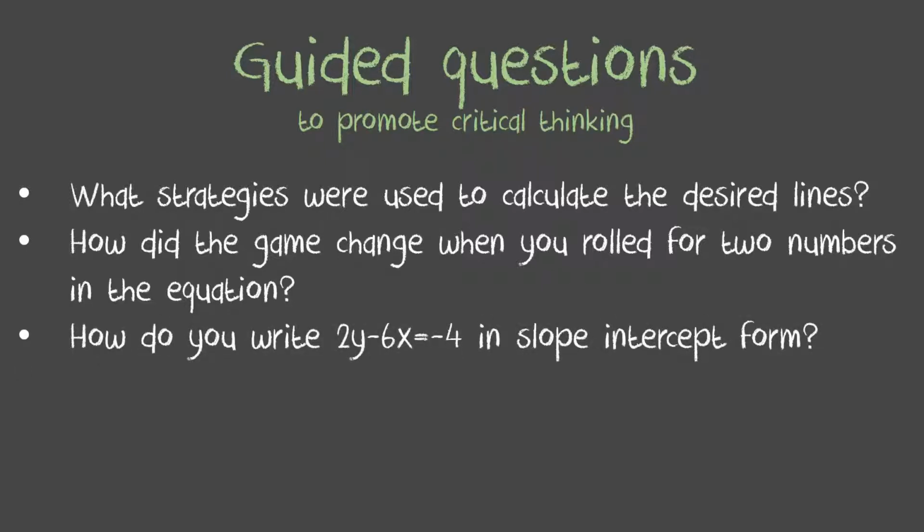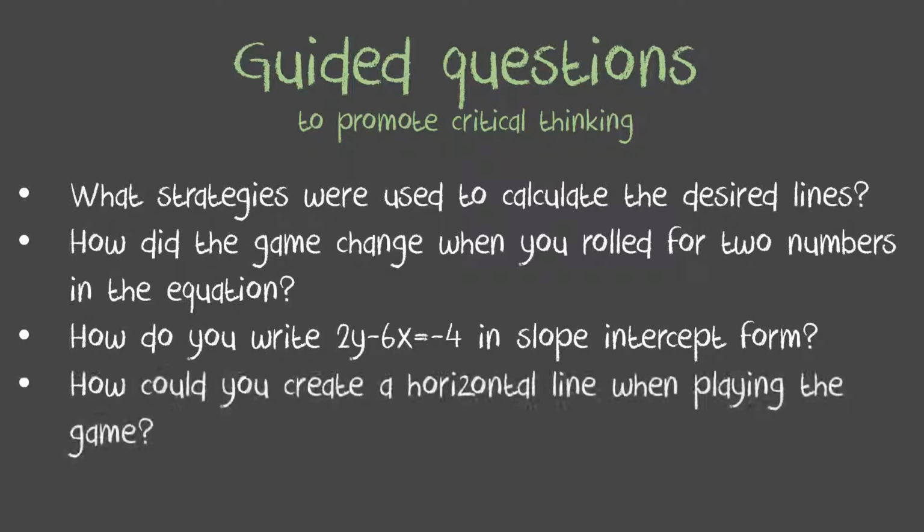And how do you write 2y minus 6x equals -4, or I could say -6x, in slope-intercept form? So it's taking what they just learned and applying it to a math problem. And how could you create a horizontal line when playing the game? So some questions to help develop a deeper thought process into the game. Enjoy it.